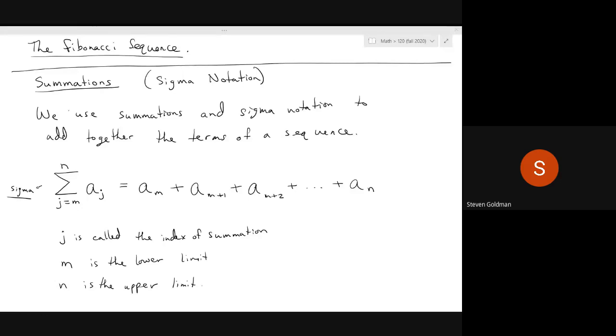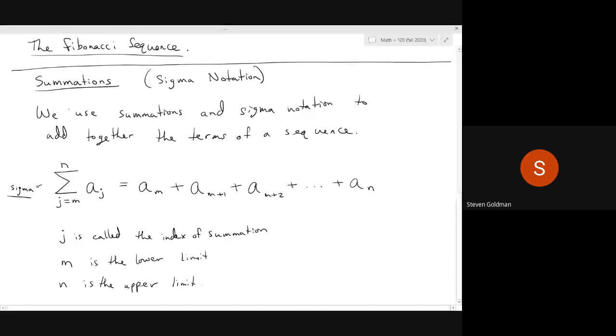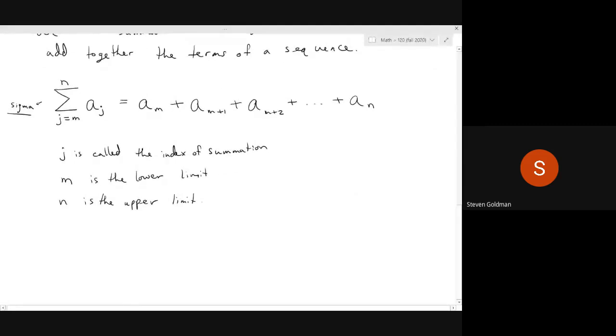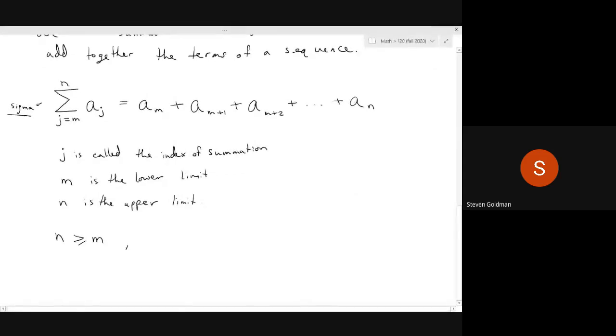Is n always greater than or equal to m? Yes. So let's write that down here. n will be greater than or equal to m, where n and m are both integers.